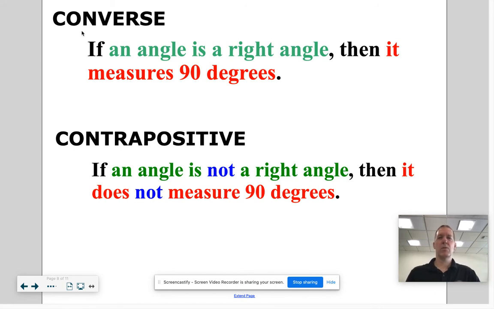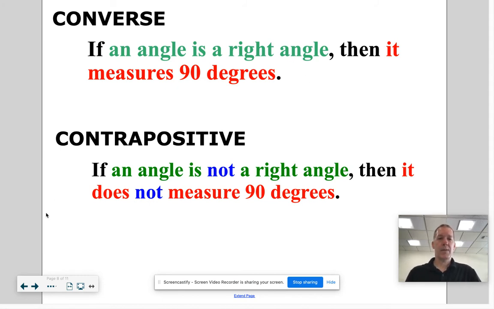Well, just think of shoes, a left foot and a right foot, and you switch your left foot and your right foot. I don't know, it's cheesy, but maybe you'll remember it. So if an angle is a right angle, then it measures 90 degrees. Well, that's true too. It doesn't always have to be, but it is in this case. If an angle is a right angle, there's no other option, right?